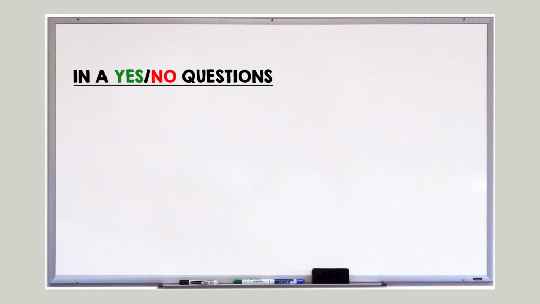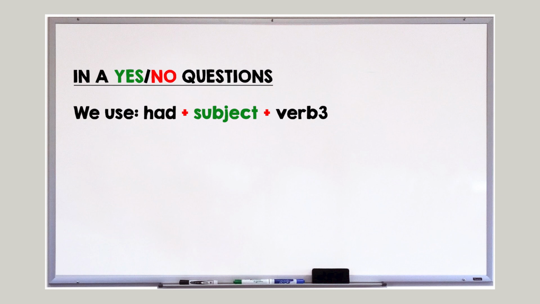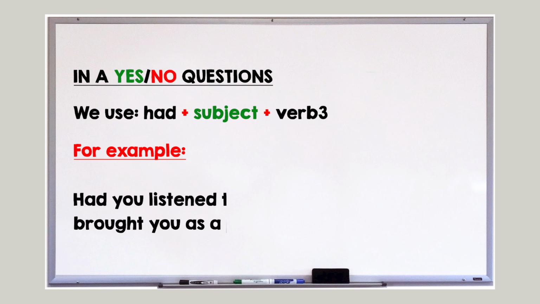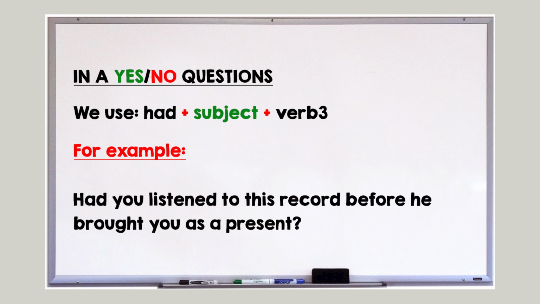In yes-no questions, we use had plus subject plus verb 3. For example, had you listened to this record before he brought it to you as a present?